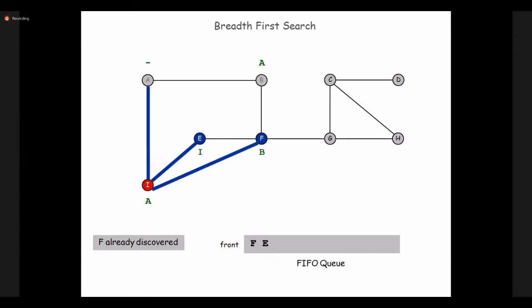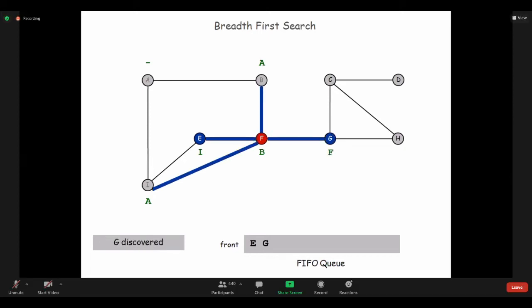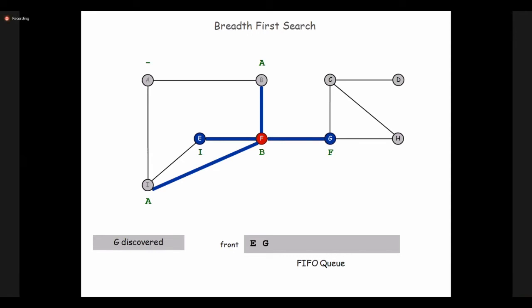I and E also, right? But we will consider only which vertex? Only G. Right? That I is finished. When I have visited all the adjacent vertices of F, then F is finished. Then F should be deleted from the queue and that particular adjacent vertex G inserted onto the queue. Then we should remove the next item from the queue. Which item? E. So I'm deleting E from the queue.